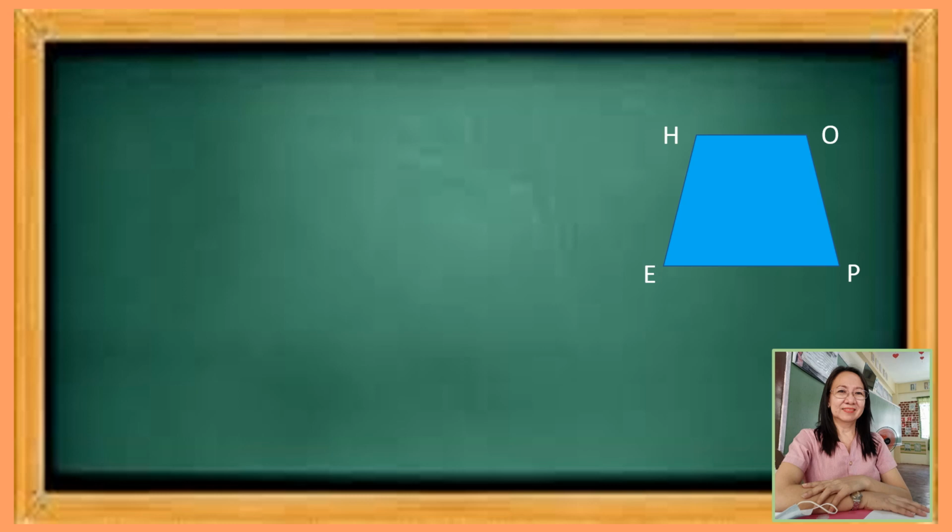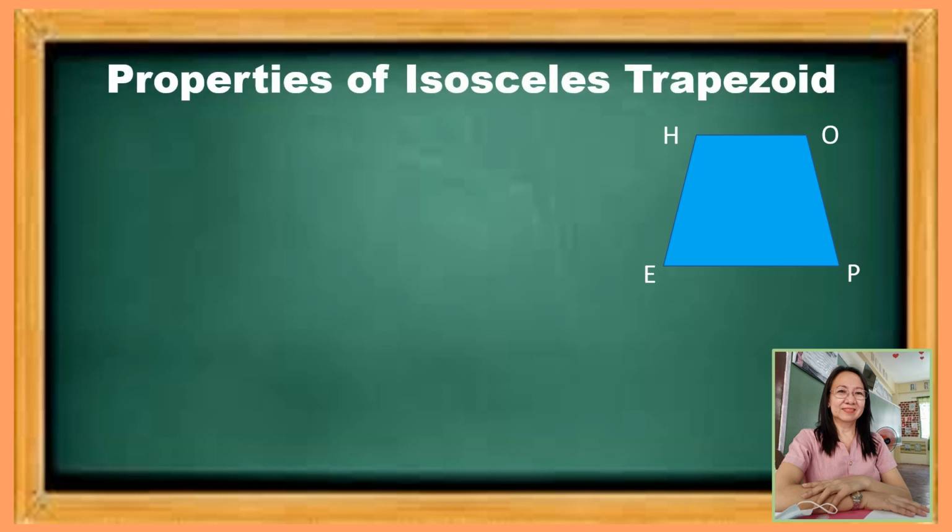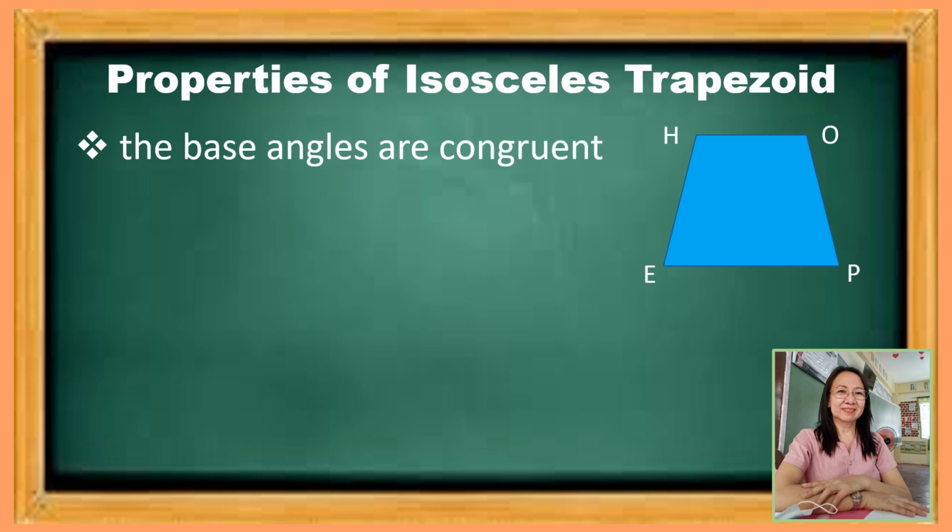Now, what are the special features or properties of an isosceles trapezoid? First, the base angles are congruent. Since we have the upper base and the lower base, angle E is congruent to angle P, which is one of our lower base angles, and also angle H is congruent to angle O, which is the upper base angles.